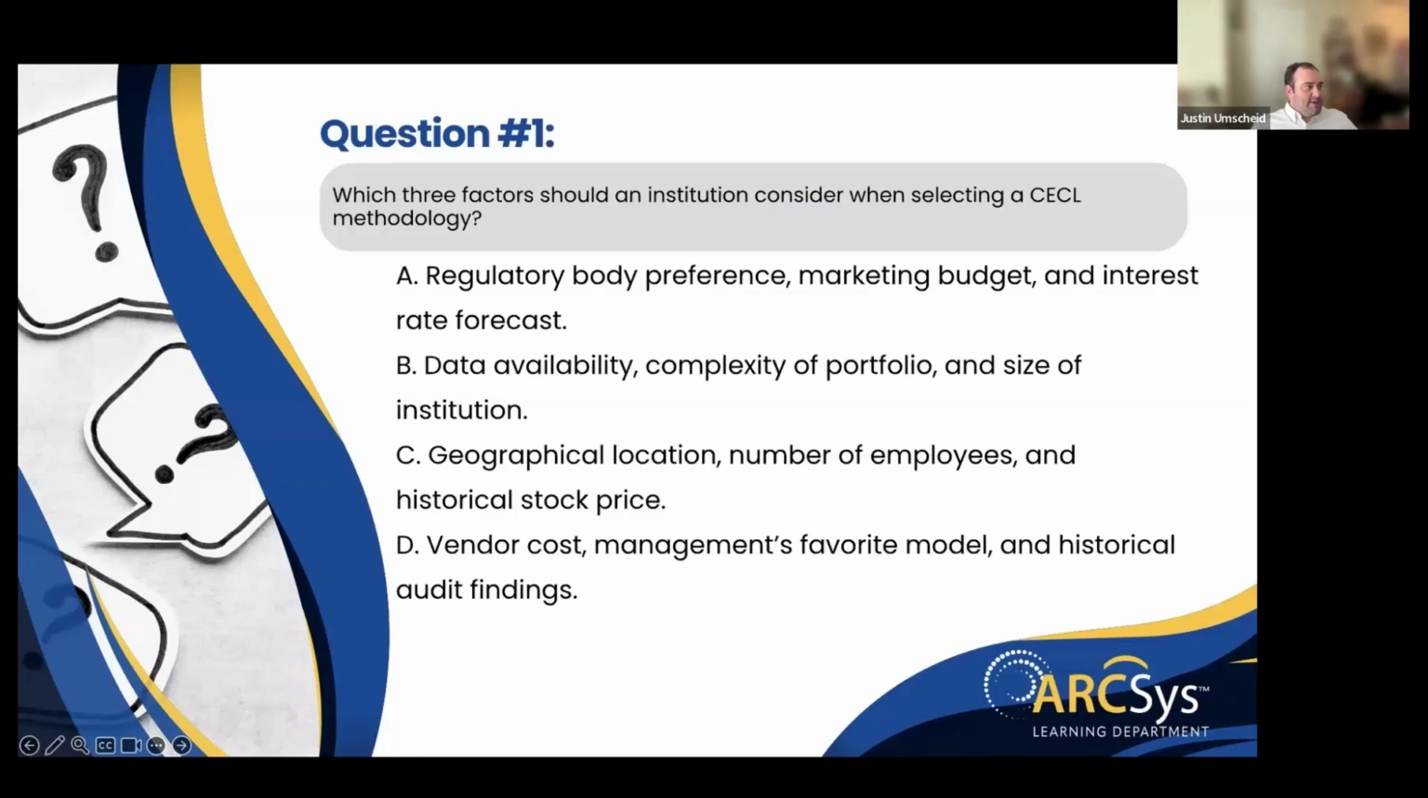Okay, very good. Everybody answered that correctly. That is correct. The correct answer is B, data availability, complexity of the portfolio, and size of the institution.